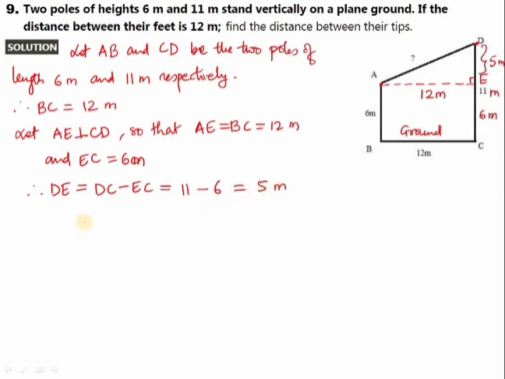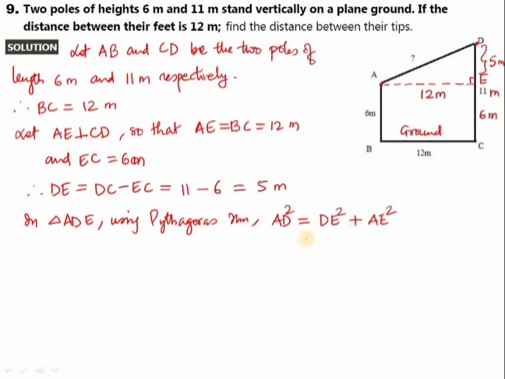Okay, now look at this triangle ADE. In triangle ADE, angle E is 90, so AD, the side opposite to 90 degree, acts like the hypotenuse. So using Pythagoras theorem, you have AD square, because my hypotenuse is AD, so hypotenuse square equals perpendicular square, perpendicular is DE, so DE square plus base square, base is AE, so AE square.